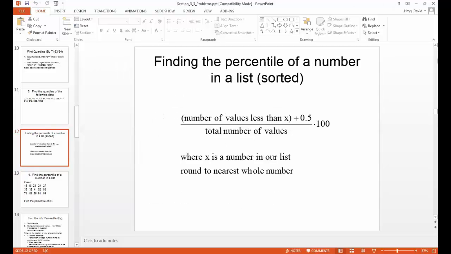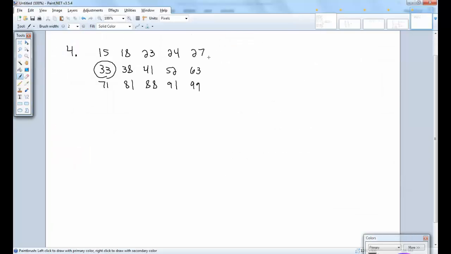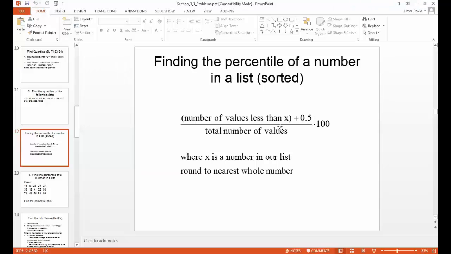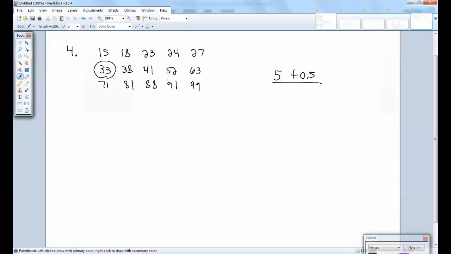Let's come back up to our formula. Okay, find a percentile of a number in a list. Number of values less than x. Well, there's 5 less than x here. So we got 5 there, plus, it tells us to add 0.5, divide by your total number of values. Well, 1, 2, 3, 4, 5, we got 15 total. And then times 100. So we're going to have 5.5 over 15 times 100.